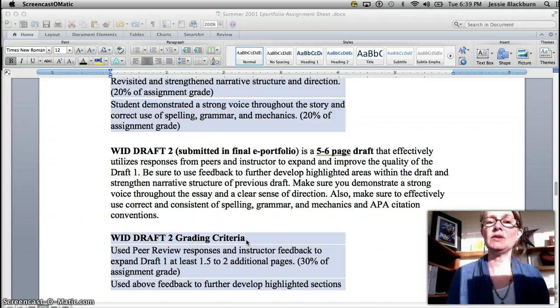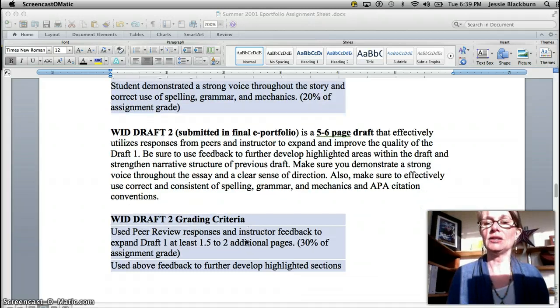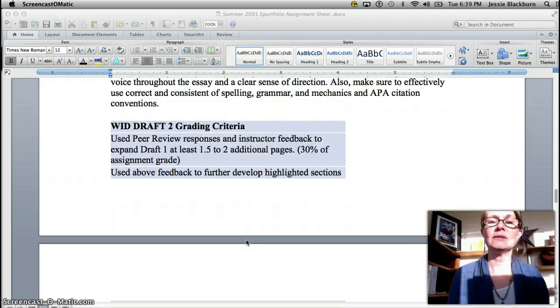Be sure to use feedback to further develop highlighted areas within the draft and strengthen the narrative structure of the previous draft. Make sure you demonstrate a strong voice throughout the essay and a clear sense of direction. Also make sure to effectively use correct and consistent spelling, grammar, and mechanics in APA citation conventions.